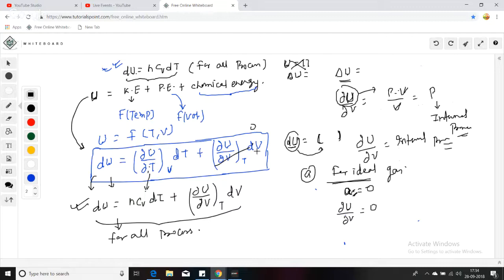And when this is 0, you substitute this here, you'll get the formula, which is dU equals nCv dT. So for ideal gas, the formula of change in internal energy we'll get is nCv dT, and that's why we use this formula directly. But for real gas, if they have given, they must give you at constant temperature the relation of internal energy and volume. You have to find this by the given condition, and then you have to add these two, you'll get the change in internal energy. I hope you understand this.